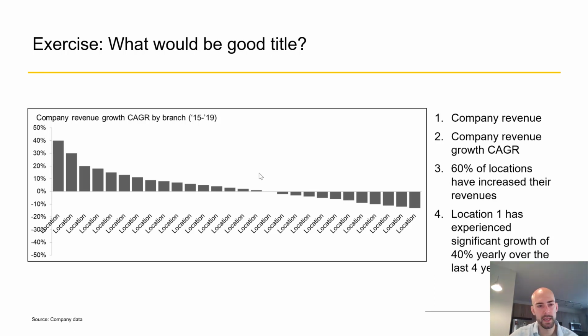I would probably think here option 3 is a tad better because it focuses on more than just one location. I feel like if our message was number 4, that location 1 has experienced significant growth, we would probably show a different chart, because I think we don't necessarily need to show all the 20 locations if we just want to highlight one specific location. I think it would be more powerful to show location 1's growth and then compare it to the average or a couple percentiles of locations instead of showing it all, if we wanted to say message 4.